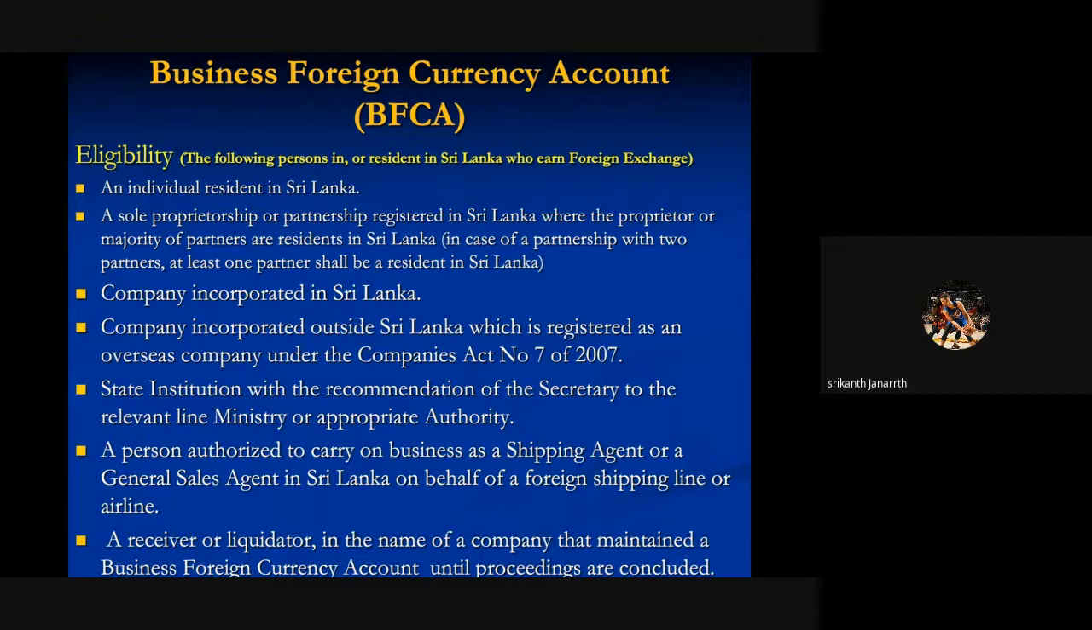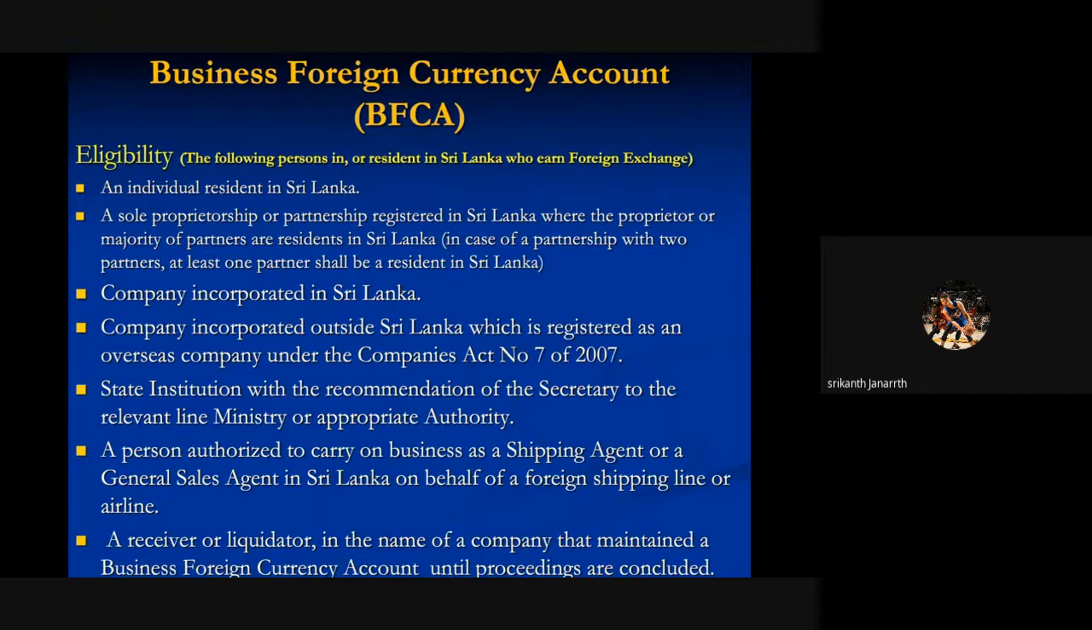A receiver or liquidator in the name of the company maintains the business foreign currency account until proceedings conclude. In the event of a company winding up, the receiver takes it over or the liquidator takes it over. So those people are permitted to run the business account if the business is about to close down or wind up due to insolvency. That category will be eligible to maintain the account. So these are the eligible people.